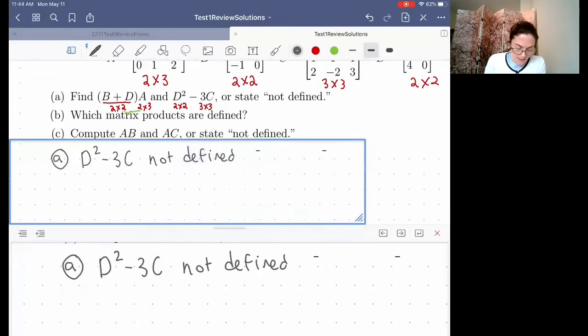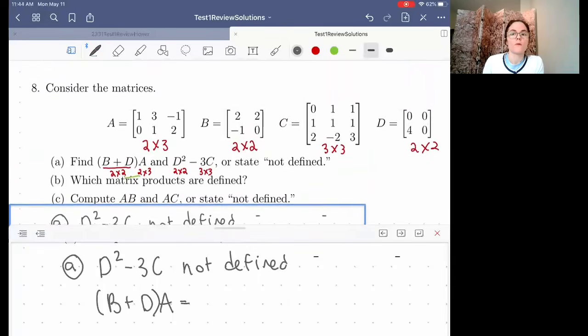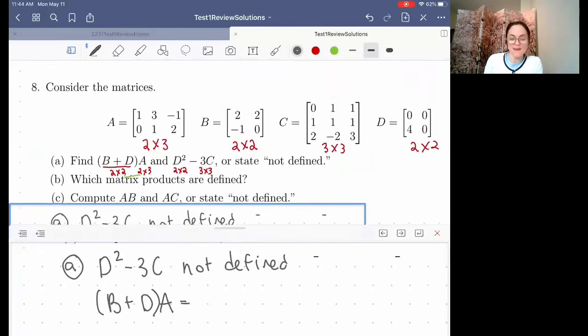But the other one is B plus D times A, like this. This will be 2 by 3. Okay, so first let's do this. I need to see my matrices though. Okay, let's do B plus D.